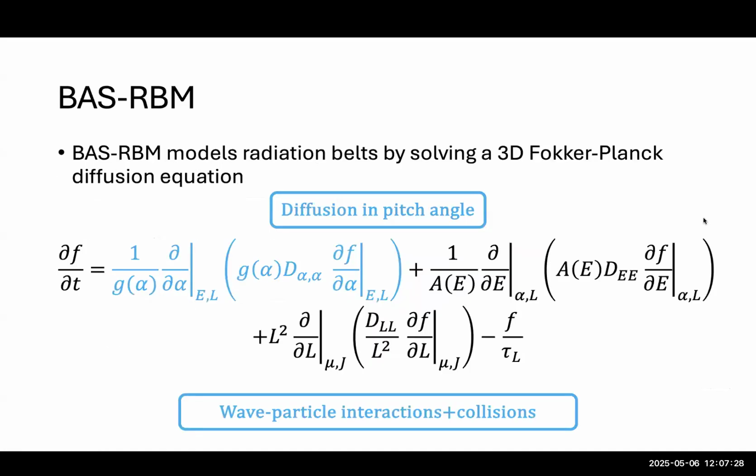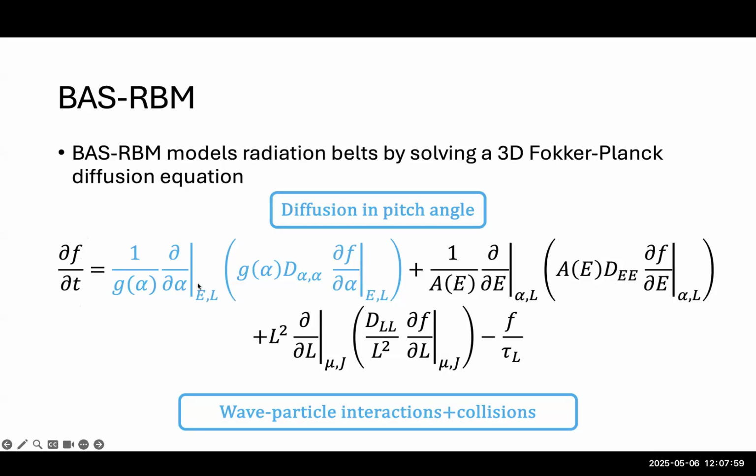So, as I said, the BAS RBM models through this 3D Fokker-Planck equation, which I think looks horrible. But it's basically saying the rate of change of the phase space density, F, is equal to the sum of these four terms.